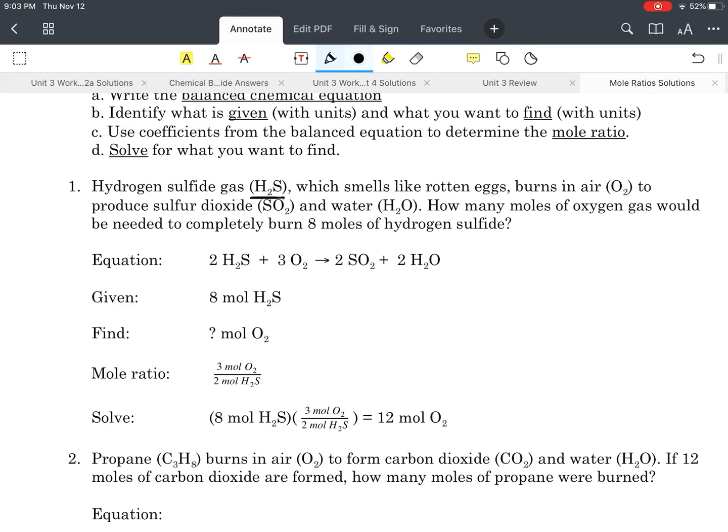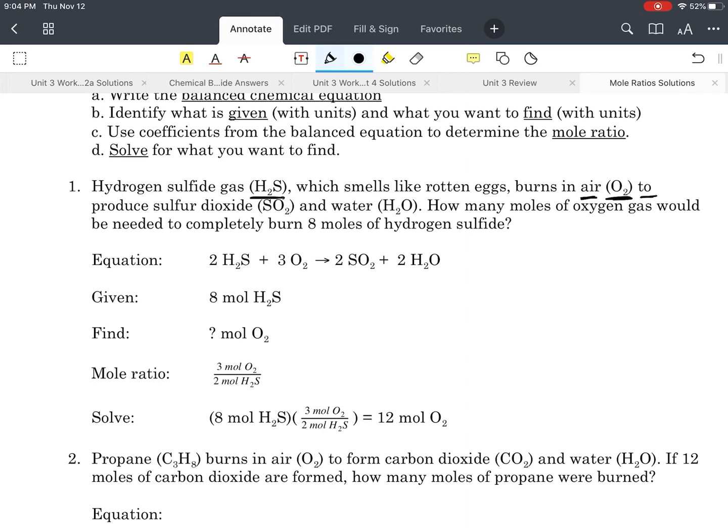And whenever you see air, it is always O2. And there's lots of things in air, like there's nitrogen, there's hydrogen, there's carbon dioxide. But the main thing that burns in air is oxygen. And in fact, anything that burns is a chemical reaction that involves oxygen. And so the H2S burns in O2 to produce.